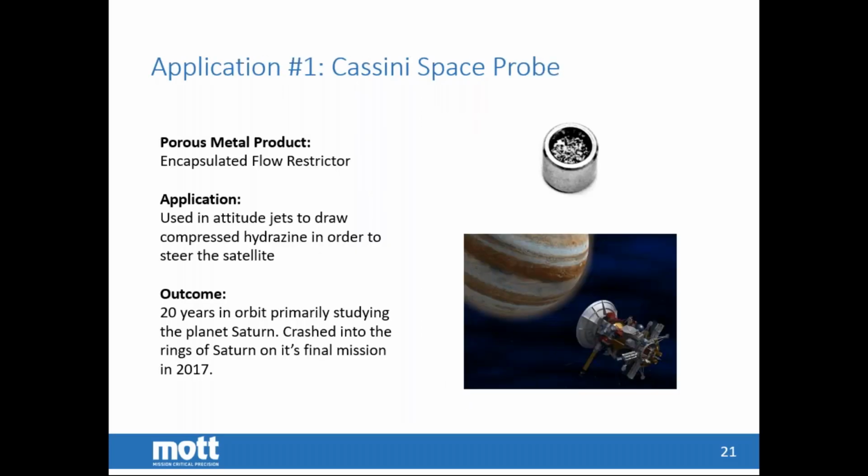And we were on the Cassini space probe, I think 20 years ago. So Al, do you want to tell people a little bit more about this? So this was a flow control restrictor put into the space probe and used to control the flow of gas going to the propulsion to steer or propel the satellite in orbit. It had to be done very accurately, and our restrictor did that work.